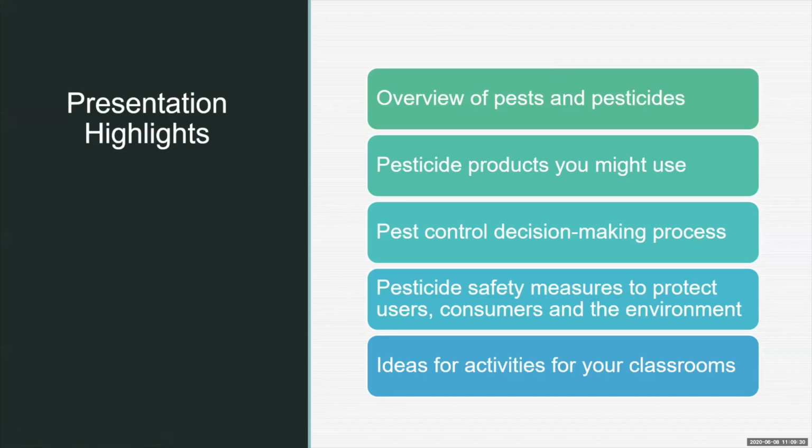I'll start with an overview of pests and pesticides. And then I will talk about pesticide products that you might use at work and at home. Then we'll talk about the pest control decision-making process, the pesticide safety measures that are in place to protect people who are using pesticides, consumers, and the environment. And then finally, I'll wrap up with a few ideas of activities that might fit in your classrooms.